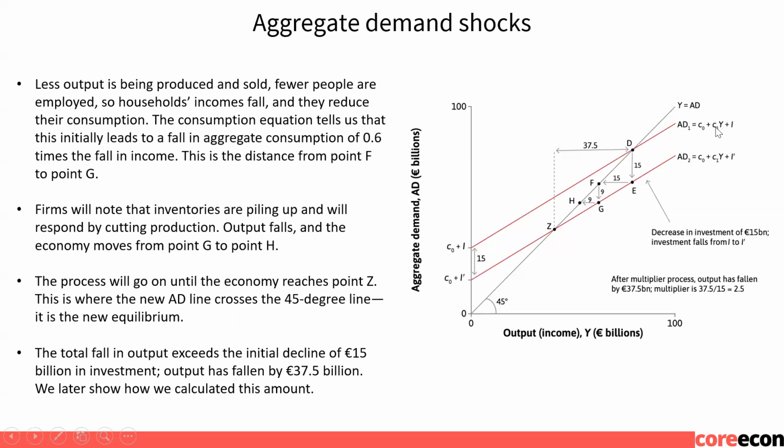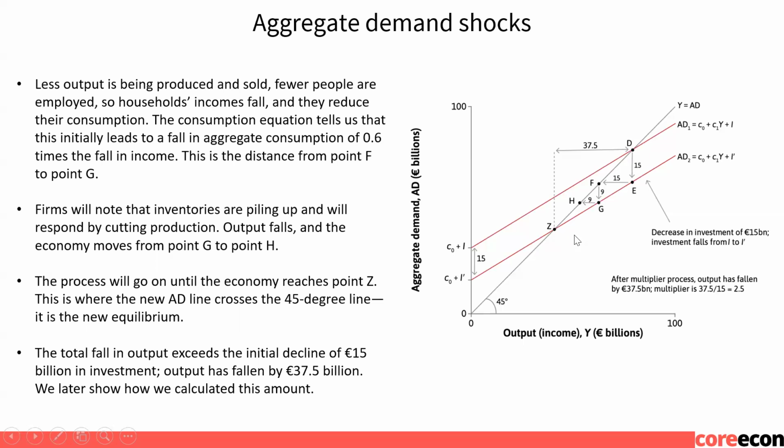In the previous example, we found a C1 of 0.6. So the impact of 15 here on the total reduction so far is going to be multiplied with the 0.6 to show another 9 billion decrease in consumption demand, which the firms read as decline in demand. So they cut down production even more, which is generating less income, and then less demand, less production, less demand, less production, and we reach this point Z eventually.